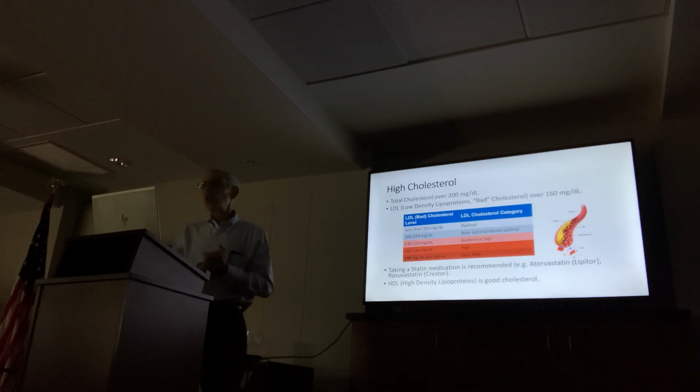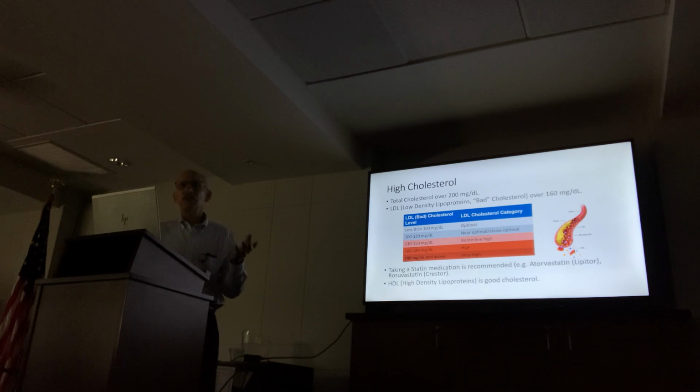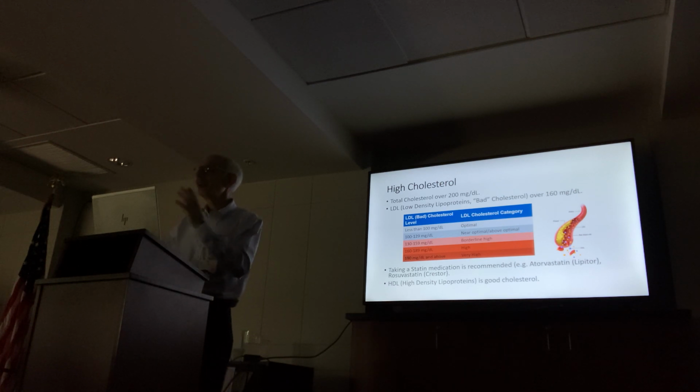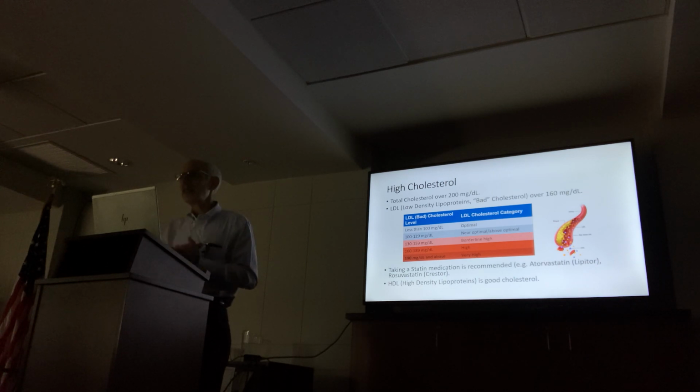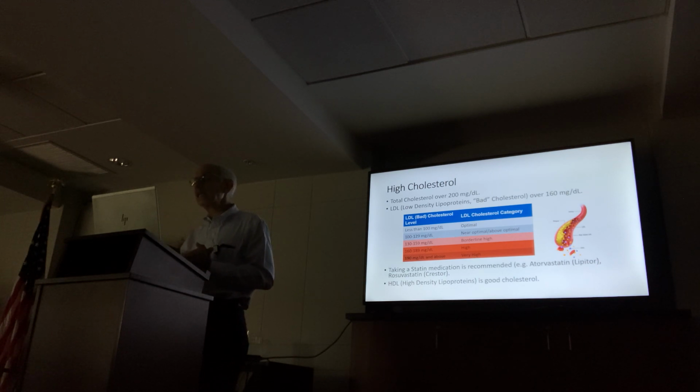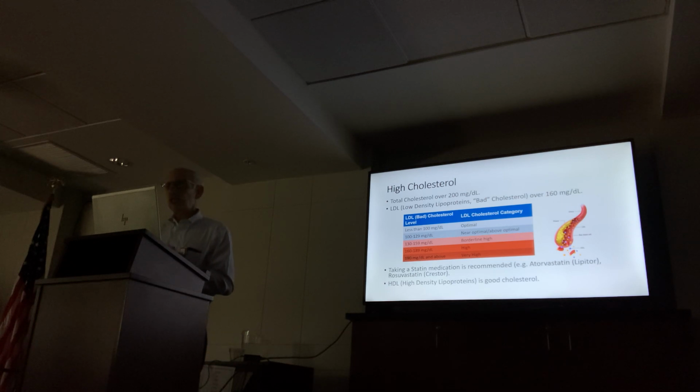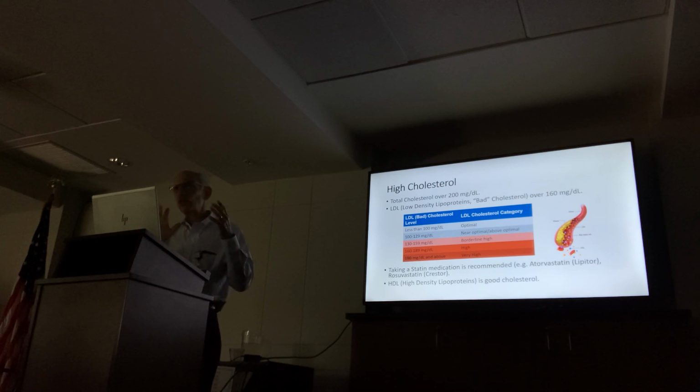Okay. Cholesterol. What's high cholesterol? Well, it keeps changing over the course of my career. It used to be okay to have a cholesterol of 240 or greater. Now 200 is too high. And we look at the LDL, or the low density cholesterol, which is called the bad cholesterol, because we know that's really responsible for heart disease.